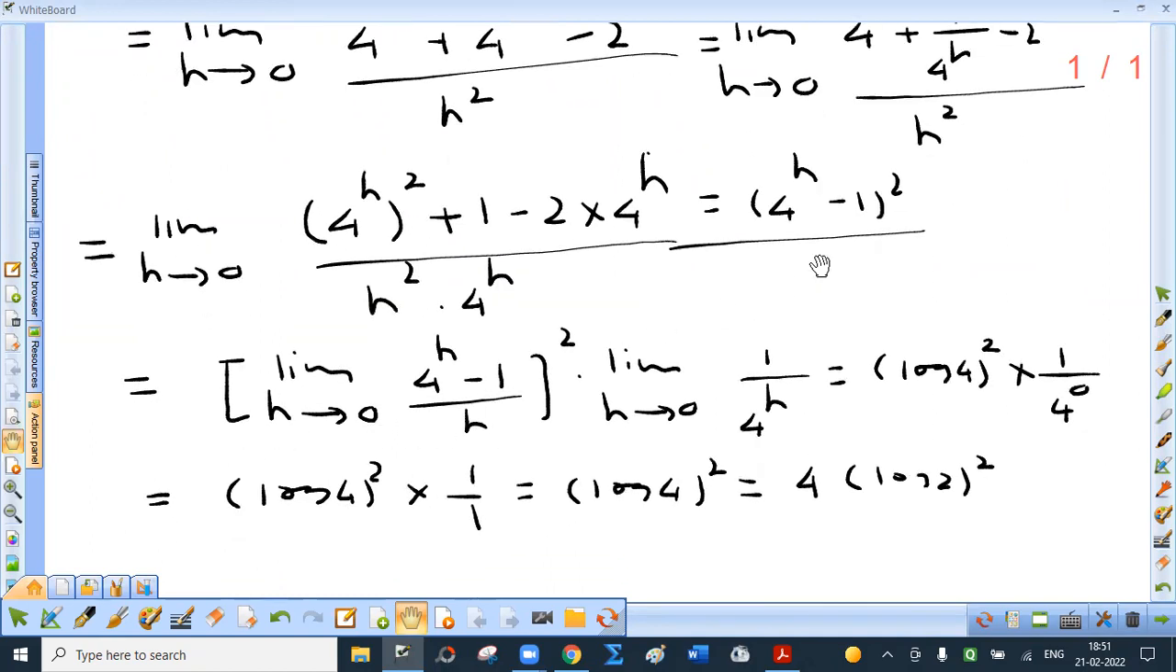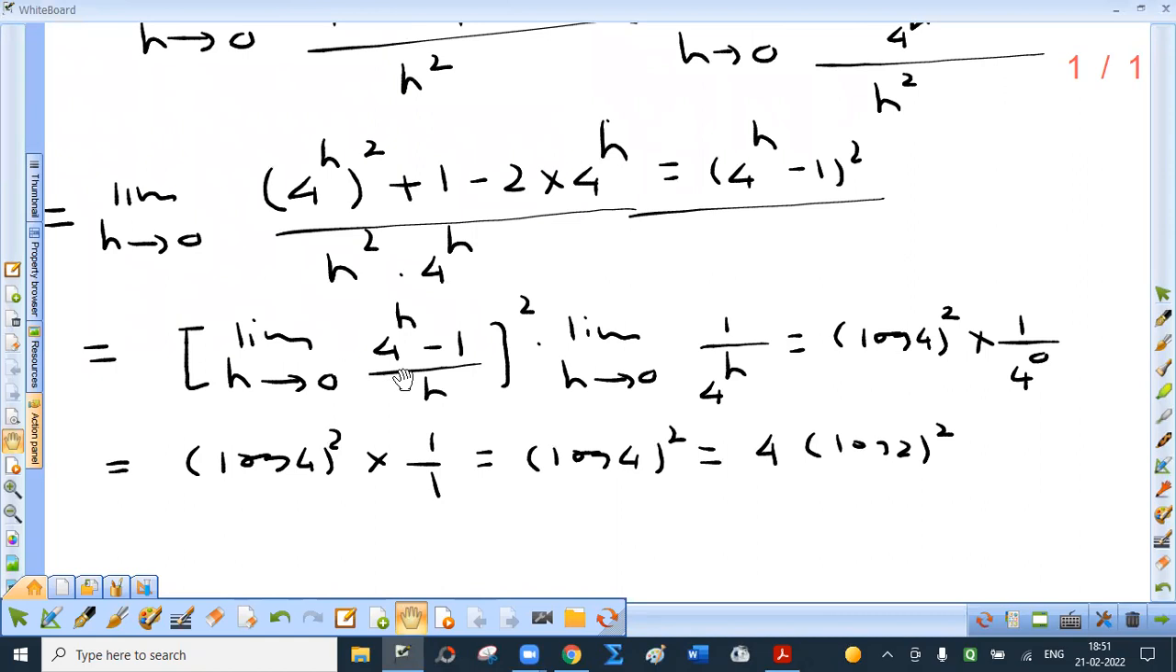So this is now limit of square of limit. Value of this limit is log 4. So log 4 square, what is 4 raised to 0? 1. I hope you won't say log 4 square is 2 log 4, but you can say log 4 is log of 2 square. So 2 log 2. Square of that is 4 square of log. In exam for this also you will get full marks.